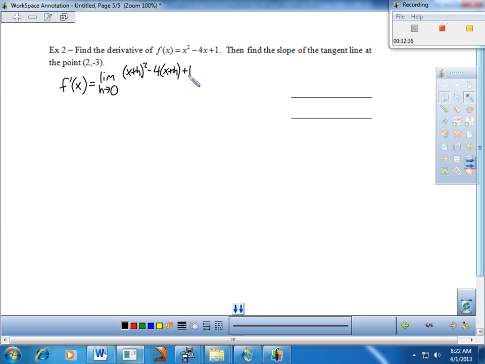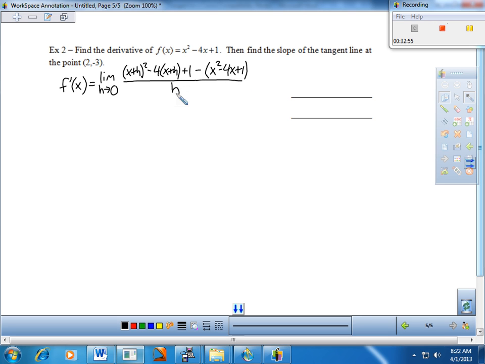Okay, good. Then the minus. Everybody give me a minus right there. And in the top right of our expression, go back in and put x back into the function. And all of that, guys, is over h.